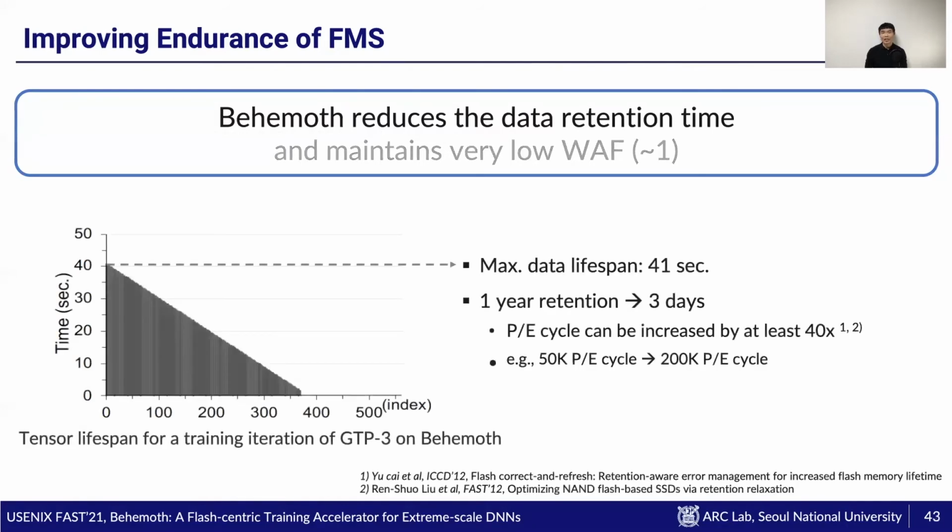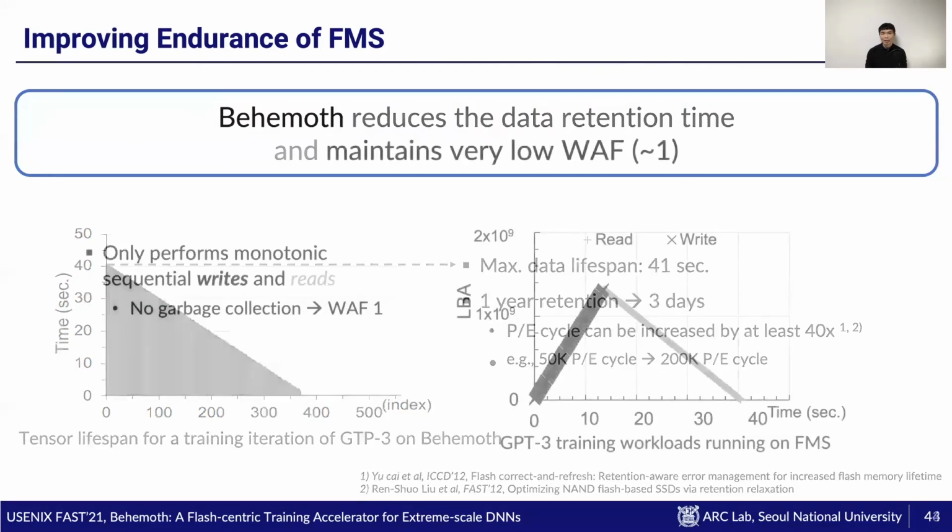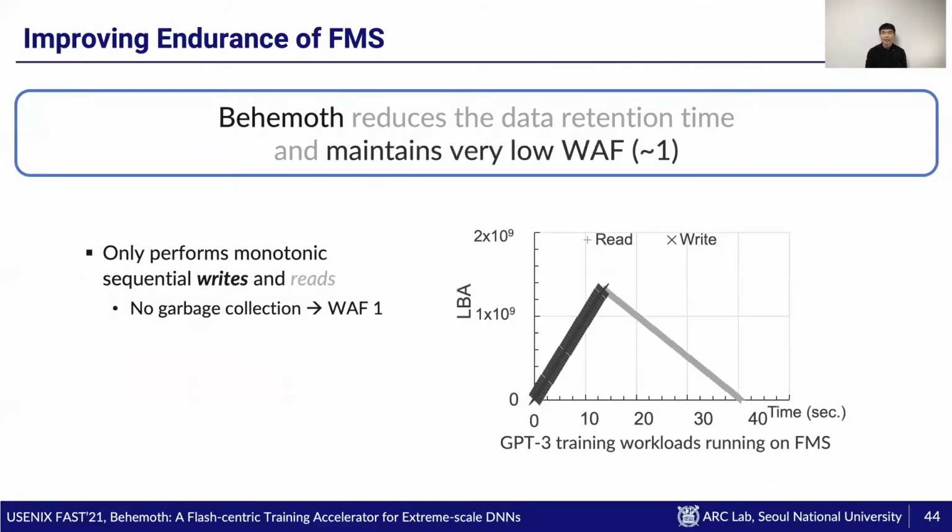First, as shown in the figure, the lifespan of those intermediate tensors is less than 1 minute at maximum. We can reduce the data retention requirement from 1 year to several days. This reduced retention time requirement can increase the maximum number of P/E cycles without any additional hardware resources. Moreover, as shown in the right figure, Behemoth generates only sequential writes during the training iteration, featuring a very low write amplification factor, nearly 1 in this case.